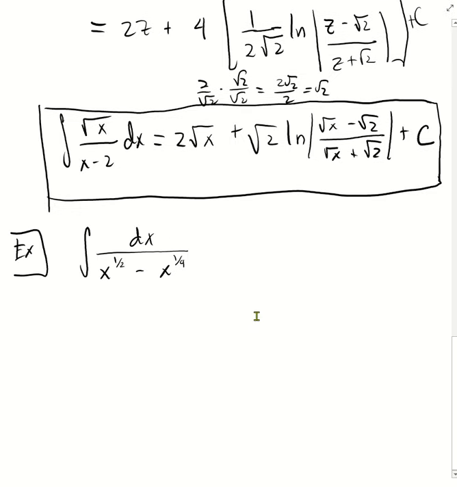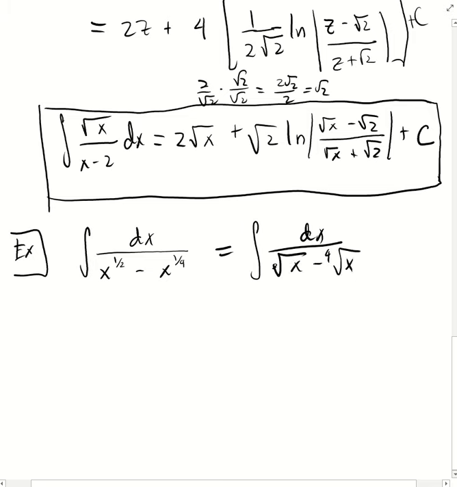This one, integral of dx over x raised to 1 half minus x raised to 1 fourth. There's no radicand here. How is this a rational function? This is the same as the integral of dx over the square root of x minus the fourth root of x. So to choose for our substitution, let x be equal to z raised to n. Now, what will be our n here?